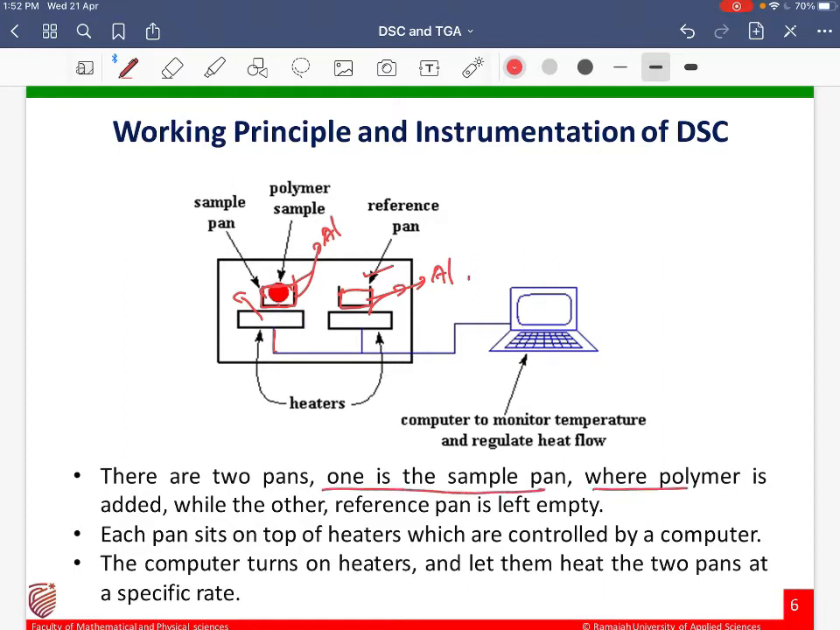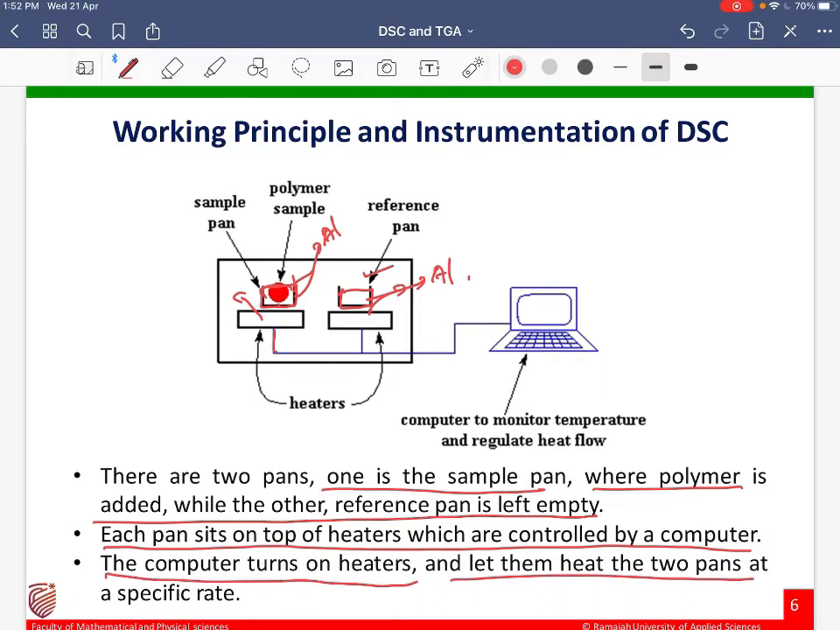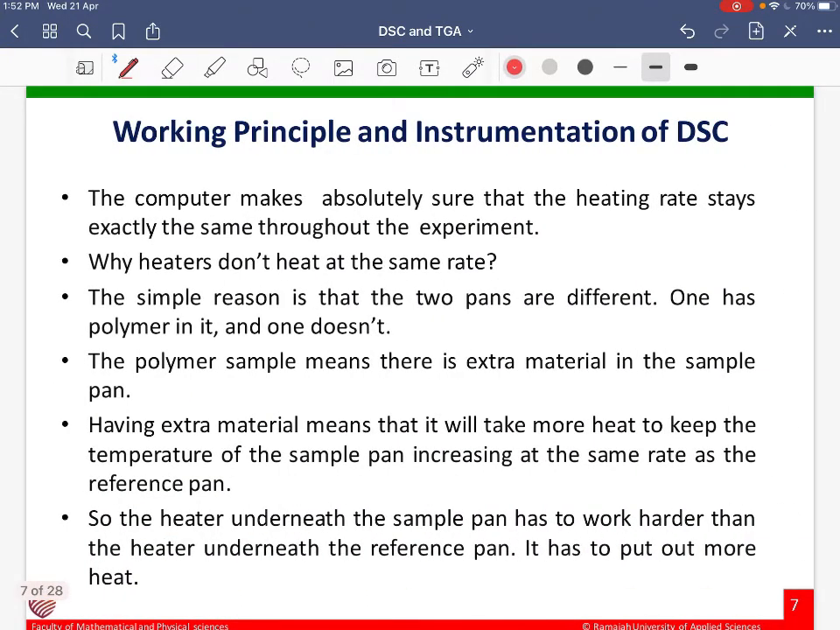There are two pans. One is the sample pan where the polymer is added, while the other, the reference pan, is left empty. It will not have the sample. Each pan sits on top of a heater which is controlled by the computer. The computer turns on the heaters and heats the two pans at a specific rate. The rate can be 2, 5, or 10 degrees centigrade per minute, based on the experiment that you perform. The computer makes absolutely sure that the heating rate stays exactly the same throughout the experiment.